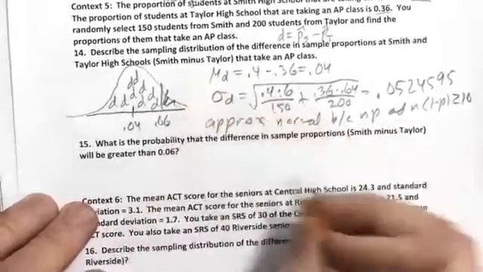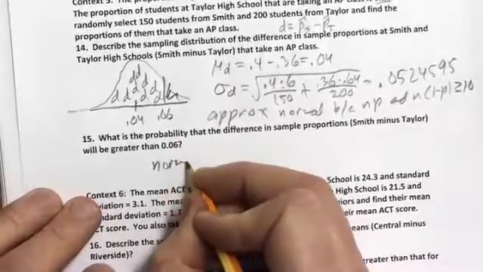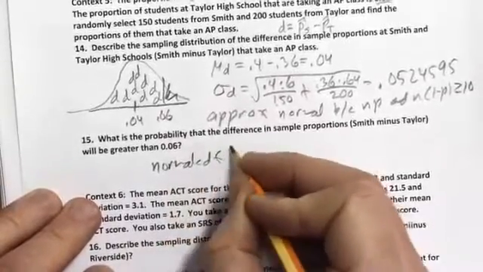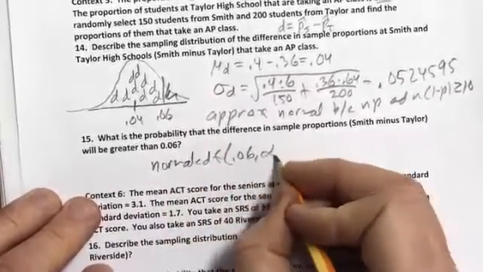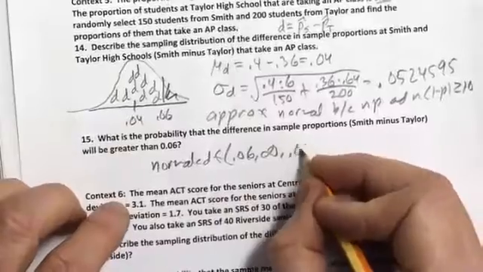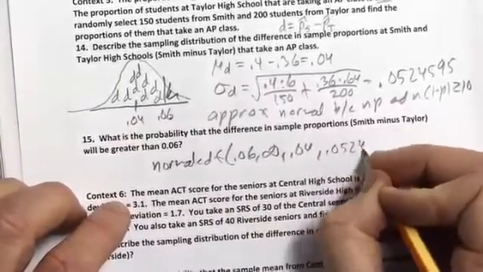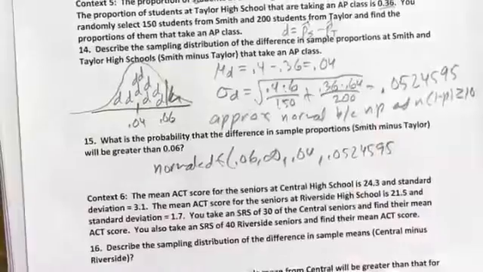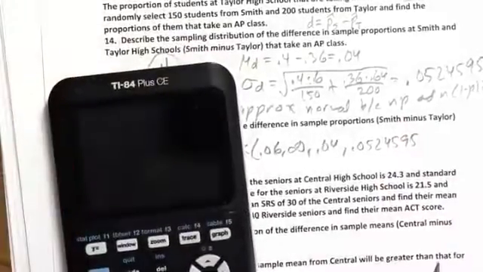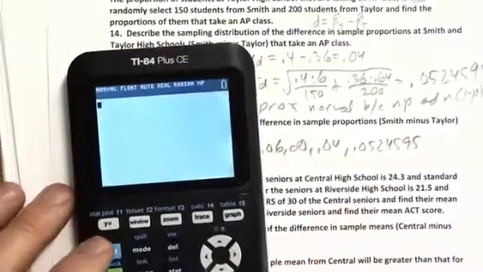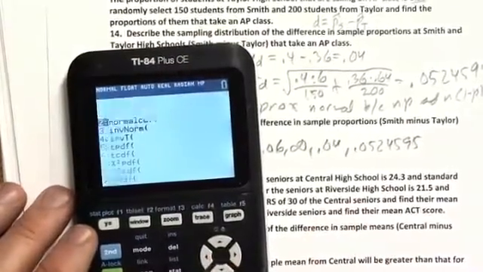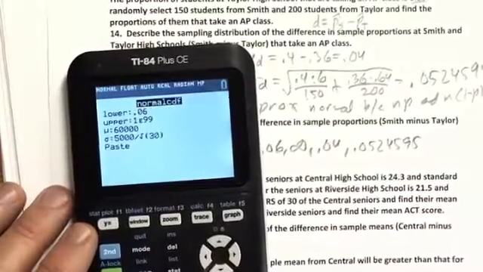So we will say normal CDF. That'd be 0.06 to infinity. Our mean is 0.04, and our standard deviation is 0.05245595. Okay, and so let's find that. We shall say normal CDF, and 0.06 to infinity.